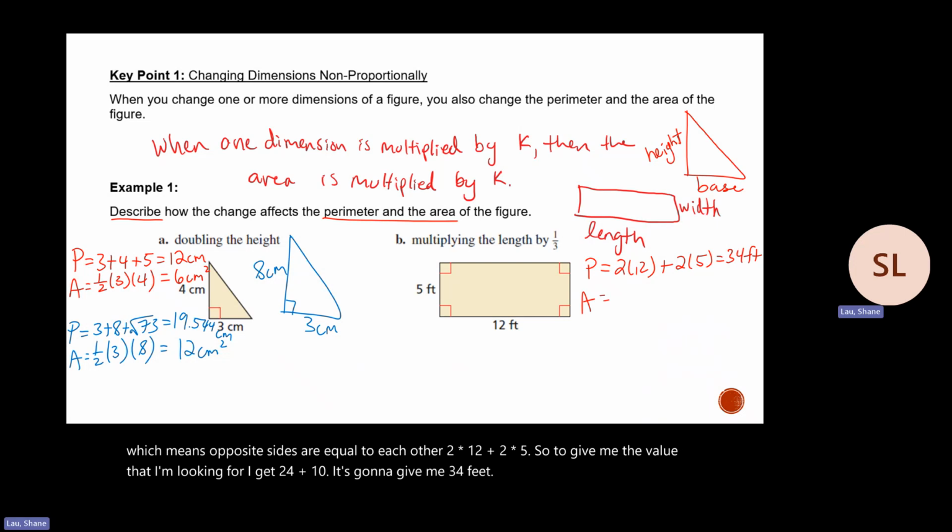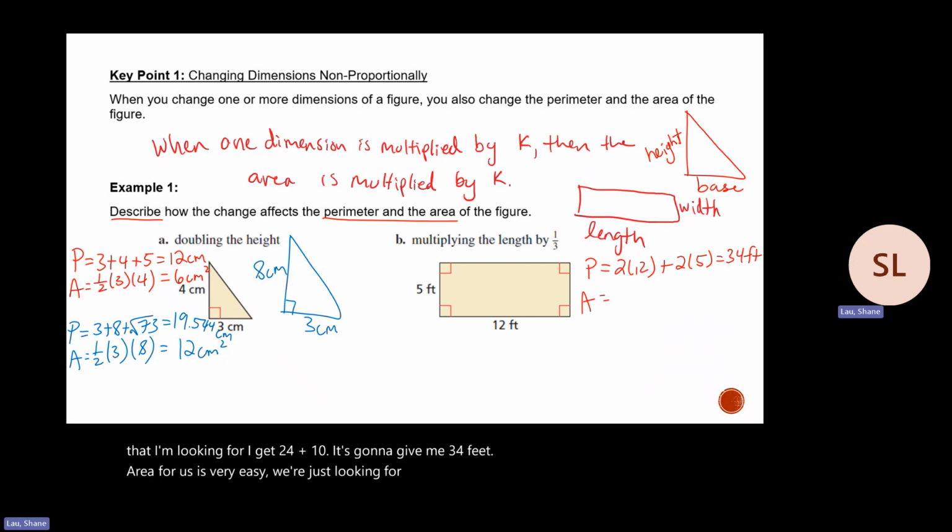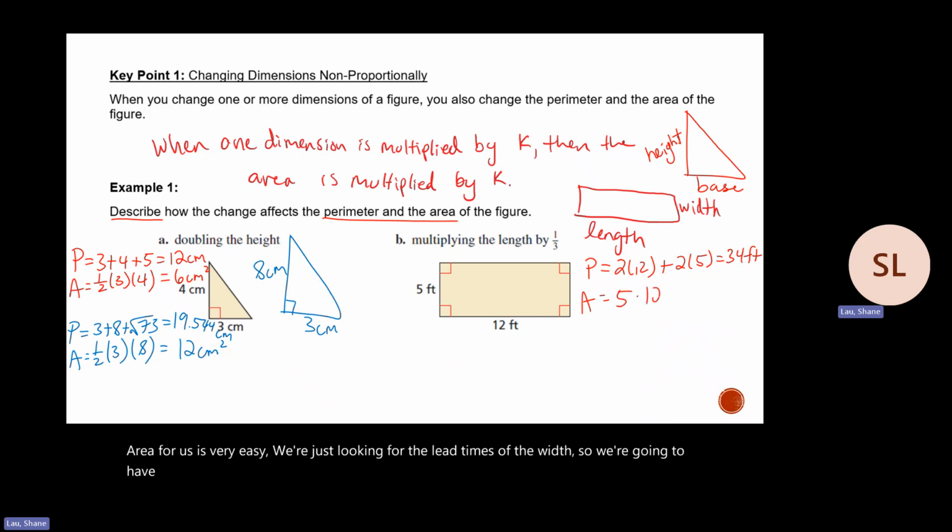Area for us is very easy. We're just looking for the length times the width. So we're going to have 5 times 12, and that's going to equal 60 feet squared. Okay, all should be pretty darn easy.